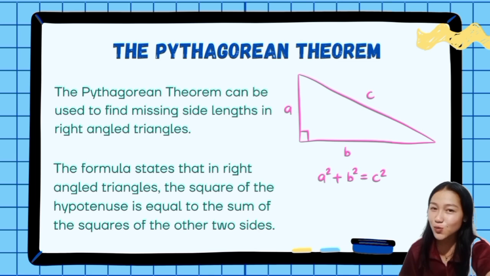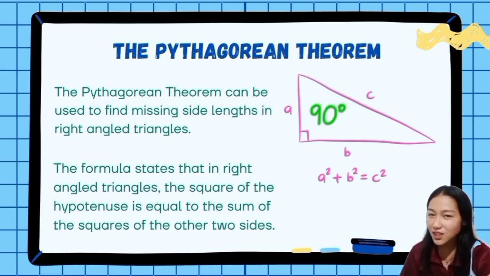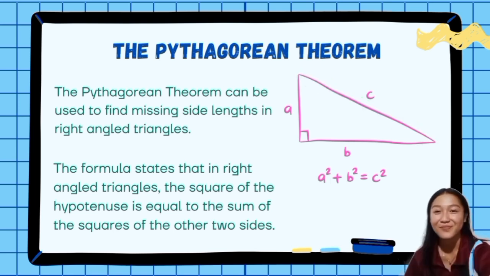This theorem is like a super secret code to find a missing piece in special triangles called right-angled triangles. See that triangle? It has a special corner, a right angle measured 90 degrees, marked with a little square. The sides of the triangle are labeled sides A, B, and C. The longest side, C, is called the hypotenuse. It's always opposite the right angle.